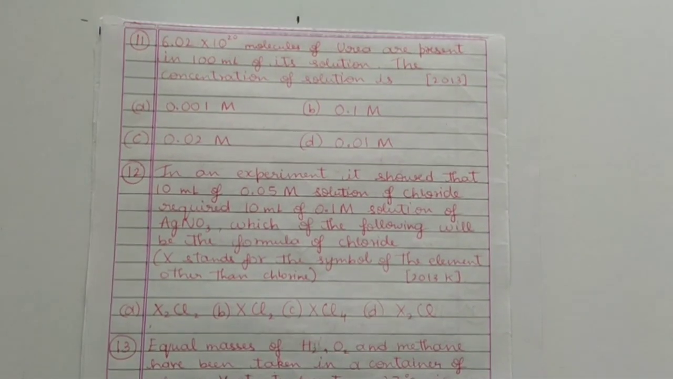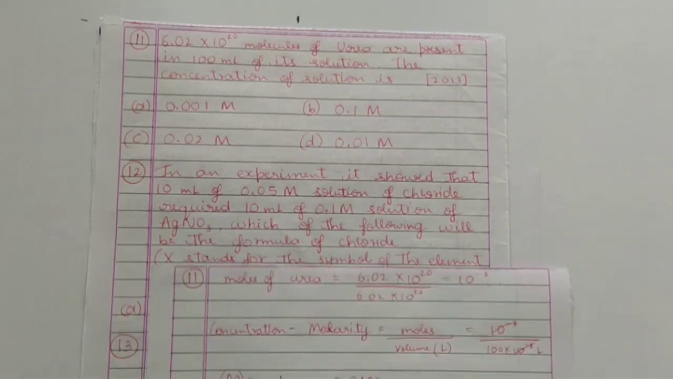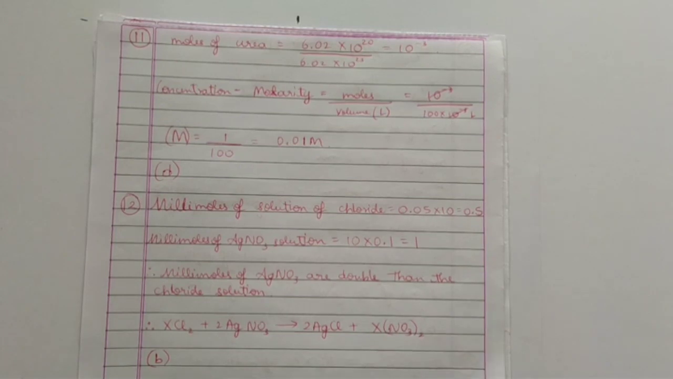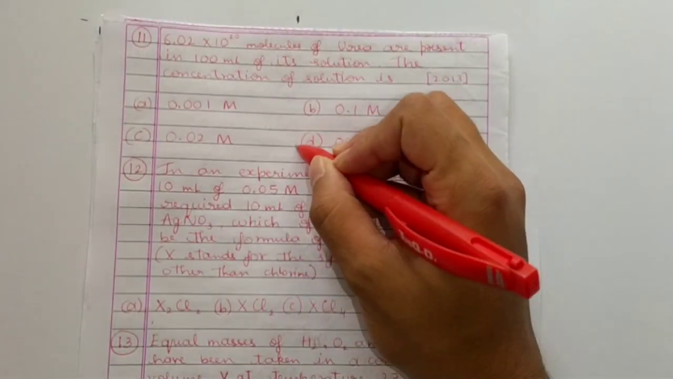Question 11. 6.02 × 10^20 molecules of urea are present in 100 ml of its solution. The concentration of the solution is. So moles of urea is equal to the given number of particles divided by Avogadro number, which gives 10^-3. Concentration, molarity, is equal to moles by volume in liter, which is equal to 10^-3 divided by 100 × 10^-3 liter. Molarity is equal to 1 by 100, which is 0.01 molar. So it is option D.